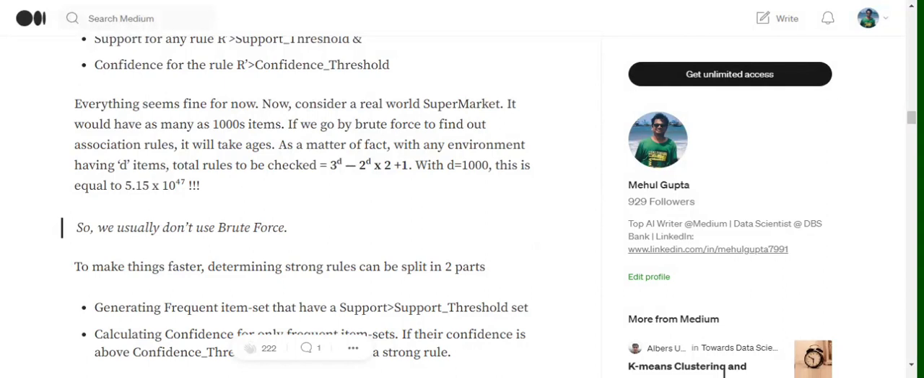Now, going by mathematics, if we need to check all the possible combinations of rules to figure out association rules, we would be checking around 3 raised to power d minus 2 raised to power d plus 1 rules, where d is the total number of items. If d equals 1000, which is pretty usual for any supermarket, this number can go as high as 5.15 into 10 raised to power 47.